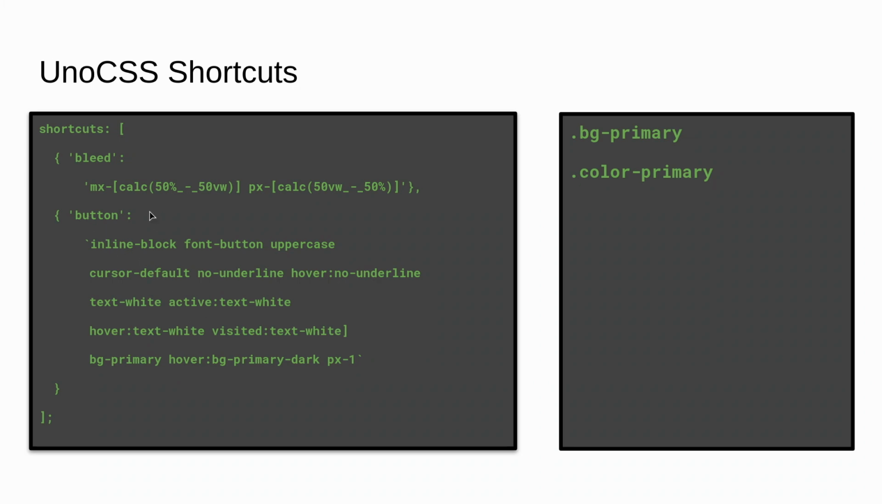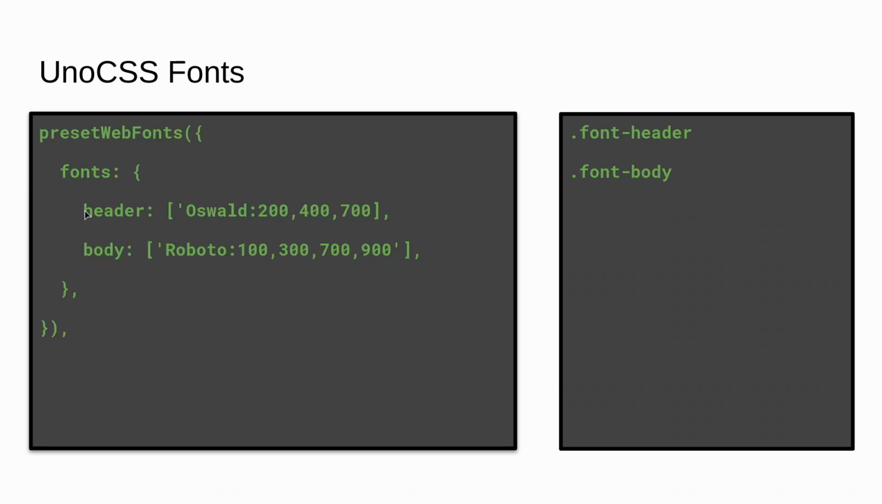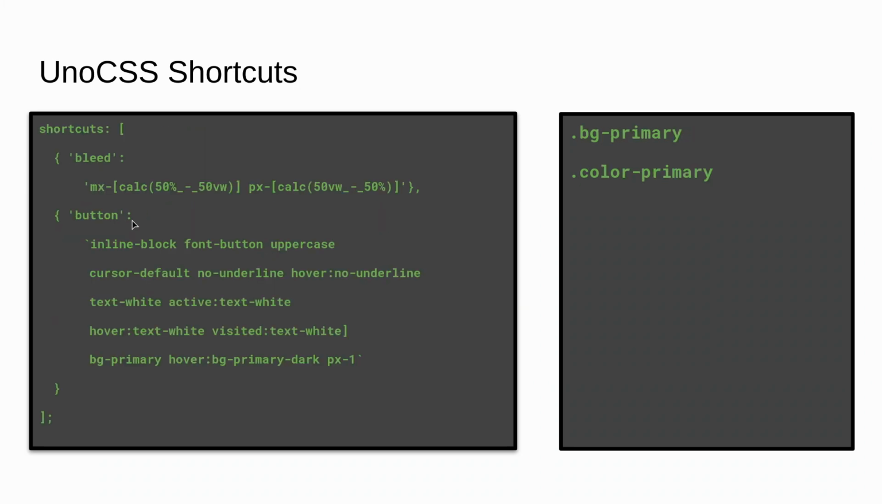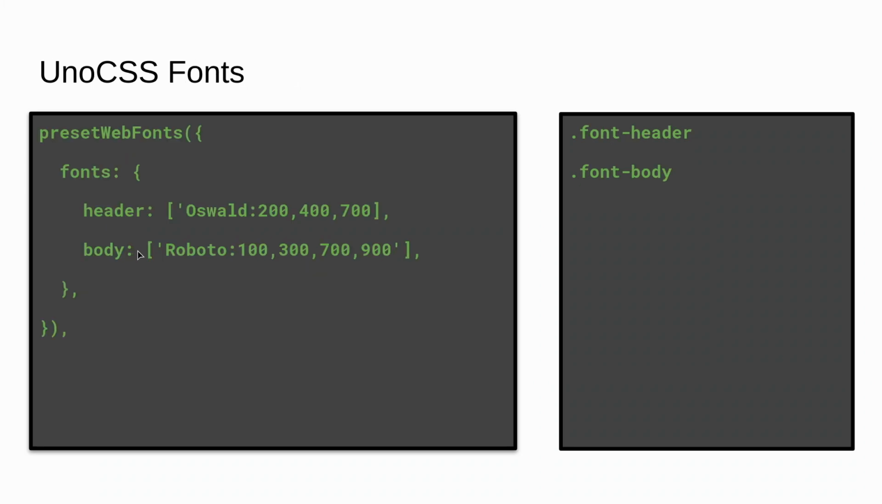But if you want all your buttons to just look like this, you can make a shortcut, and then that's your utility class, is just .button. You could also make variations of shortcuts in here.